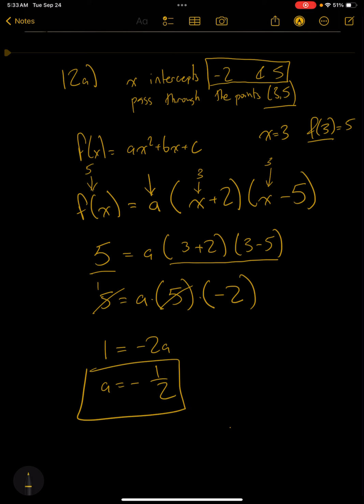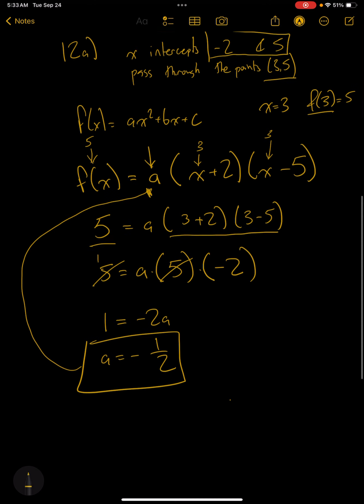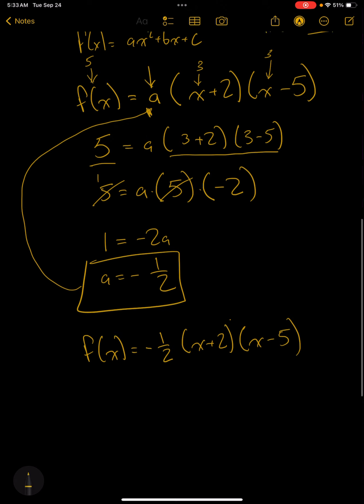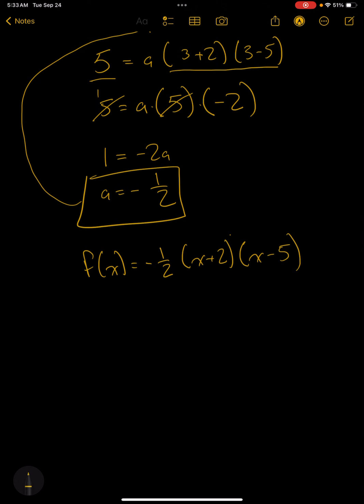Now what do we do with this a? We substitute it into this equation right here. So we have our new factored form, without the a, it's a specific a: minus half (x + 2)(x - 5). And what do we end up with? We end up with, we'll do the half last, so x squared minus 5x plus 2x minus 10.